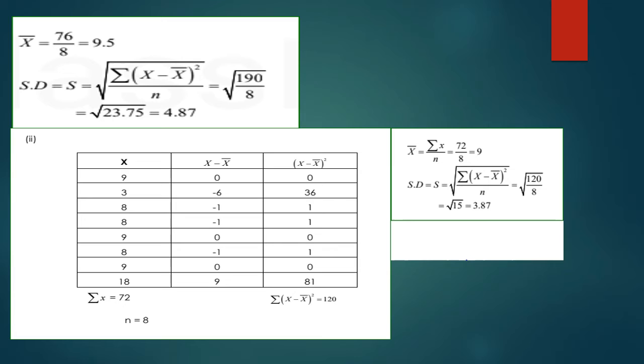Standard deviation is equal to the square root of summation (x minus x bar) whole square divided by n. Summation (x minus x bar) whole square is equal to 190. So 190 divided by n, which is 8. By simplification and then taking the square root, we get 4.85.